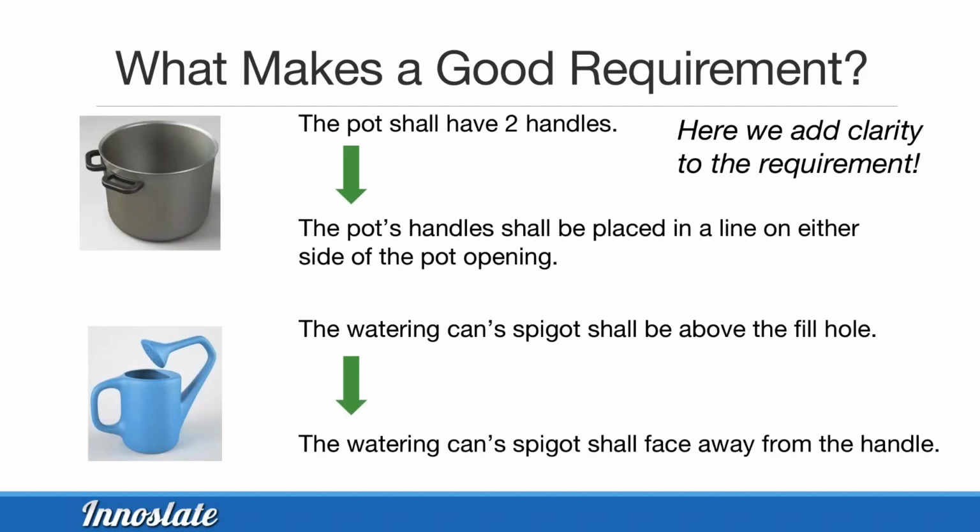Another example is here where you have the pot show have 2 handles. Well, that's great, but you can easily place the pot, right, in the wrong way. And so the cute little picture here shows you that. And so same thing with the spigot.